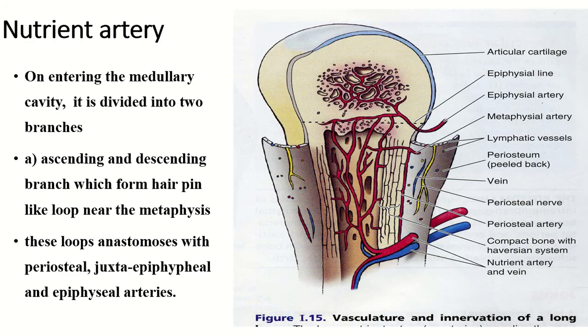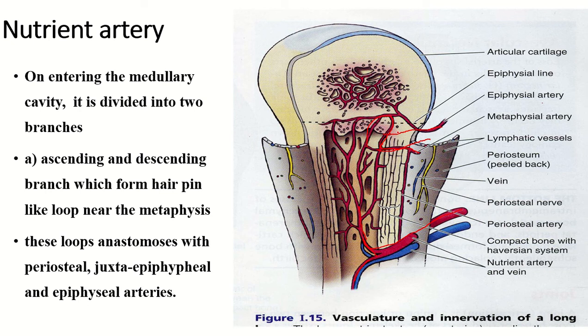So this is the nutrient artery. It enters the medullary cavity, and here it gives two branches, the ascending branch and the descending branch. Near the metaphysis it gives U-shaped branches, hairpin-like loops, and these branches also anastomose with the periosteal blood vessel, the metaphyseal blood vessel, and also one of the branches of the epiphyseal blood vessel.